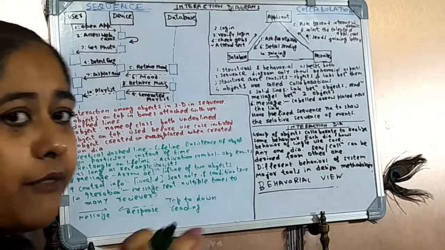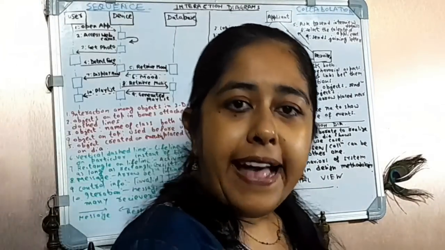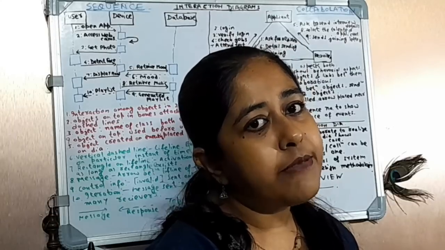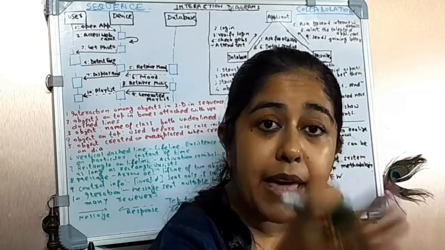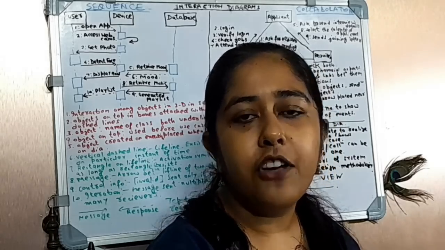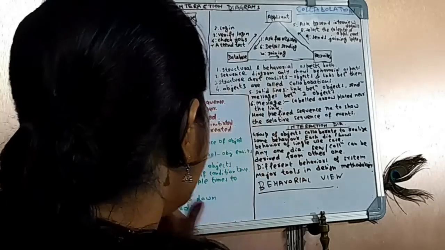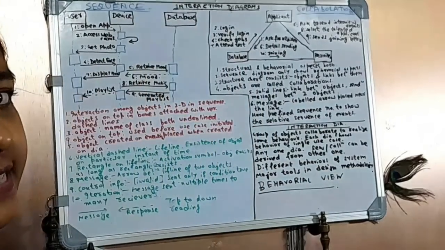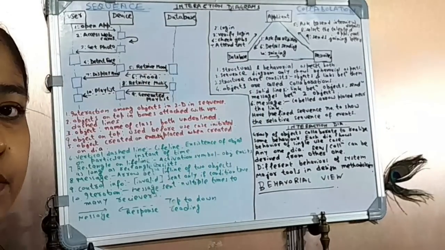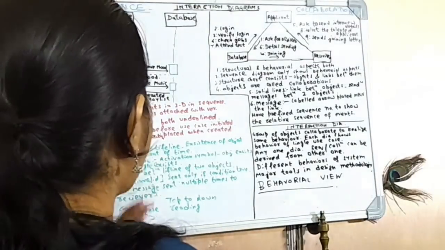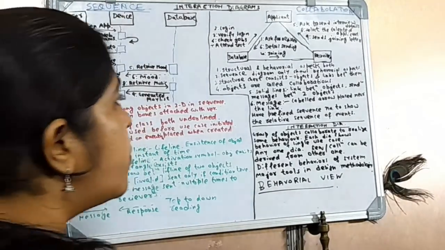Before that, you have to see some symbols. As you know, in every diagram we have some symbols which describe the whole diagram. Without symbols you cannot draw any diagram. So let's see what is there in our sequence diagram. Then we will see the whole diagram. Okay, interaction among objects in 2D in sequence.